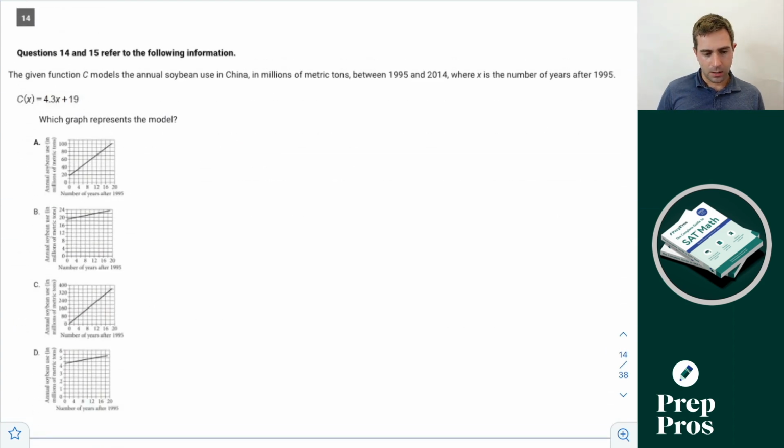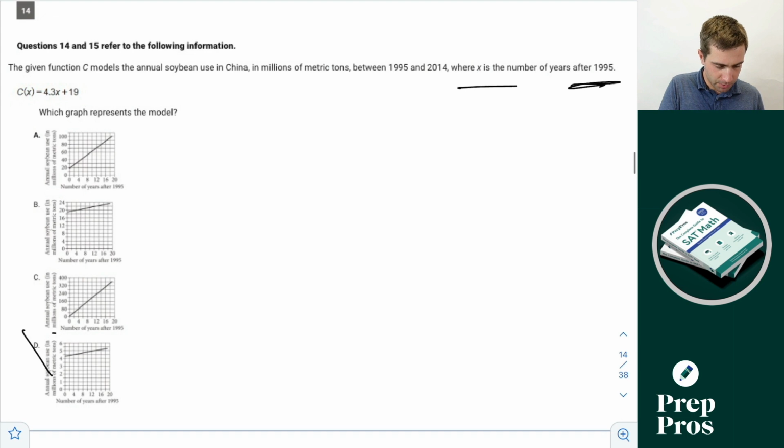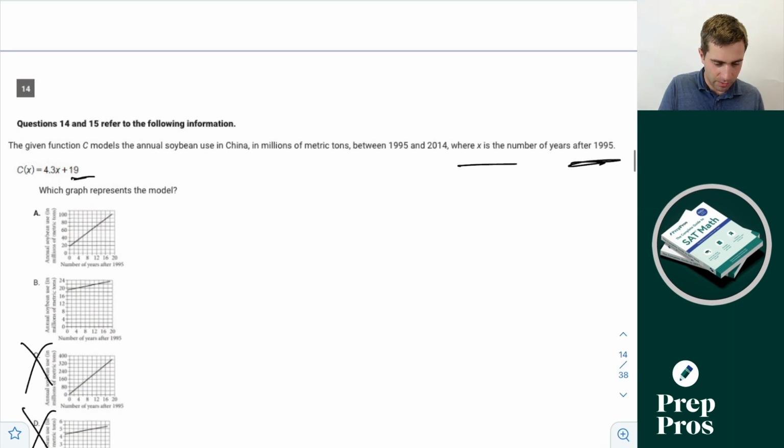All right. Given function C models the annual soybean use in China in millions of metric tons between 1995 and 2014, where x is the number of years after 1995. Which graph best represents this model? Anytime we see these, the first thing I always start with is the y-intercept. So both C and D, I can tell, don't give me a y-intercept of 19. A and B, I can't really tell a clear difference between.